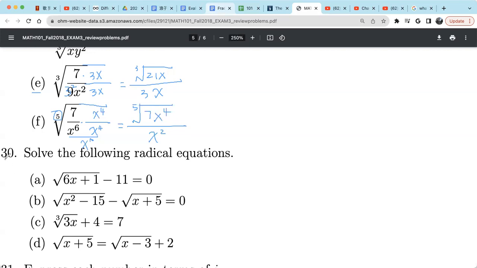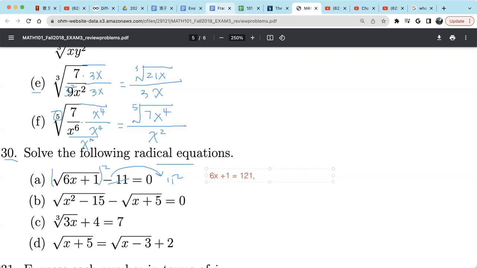Okay, now let's look at the 30. We're going to solve those radical equations. First, we want to single out the radical signs. So we want to move this negative 11 to the other side, become positive 11. Now we want to square both sides. Because the radical terms are by itself now, if we square, root cancel each other. So we get a 6x plus 1 equals to 11 squared, which is 121.